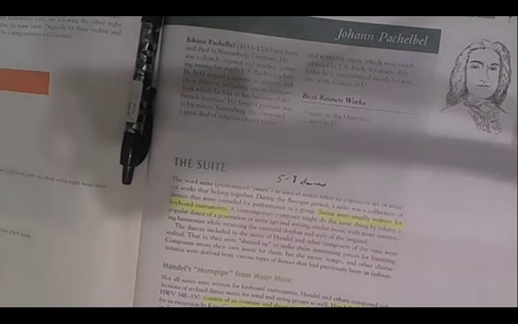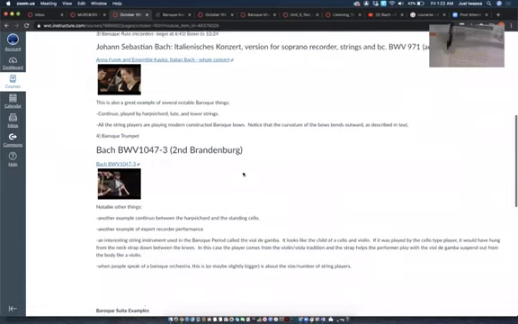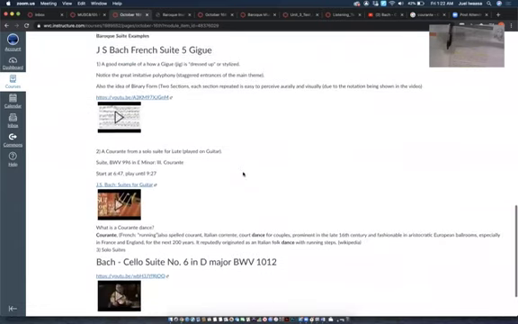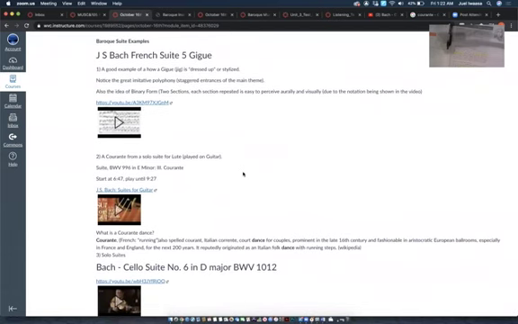All right, let's go back to your screen share for a minute. I have 3 examples of suites that I want you to listen to, and again, these are all Bach all the time. The first one is a gigue, which is the French pronunciation for a jig, which means it's going to be fast and it's going to be dancing.